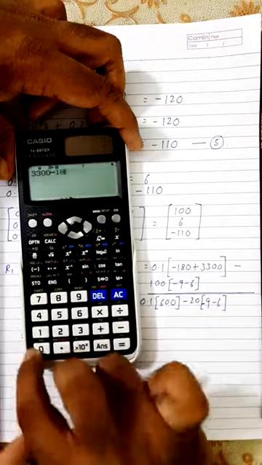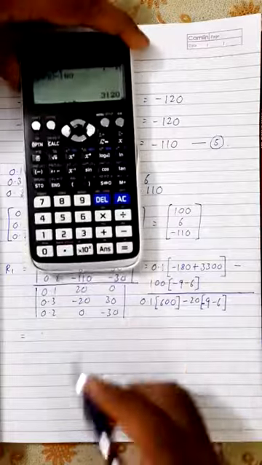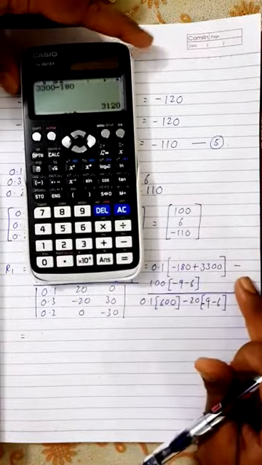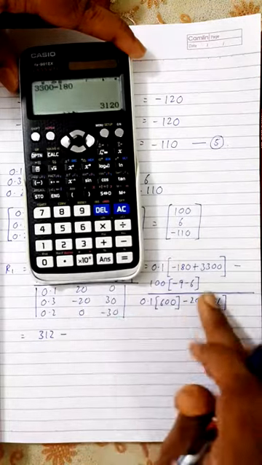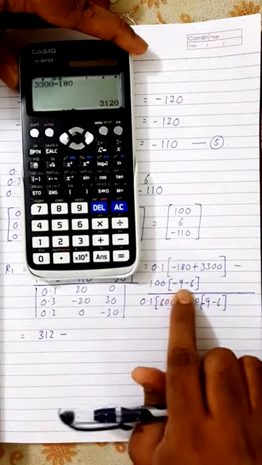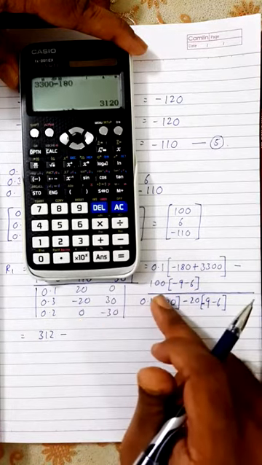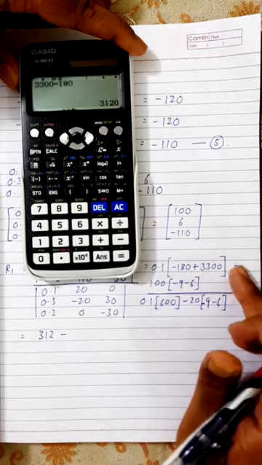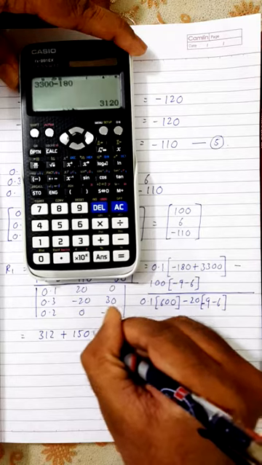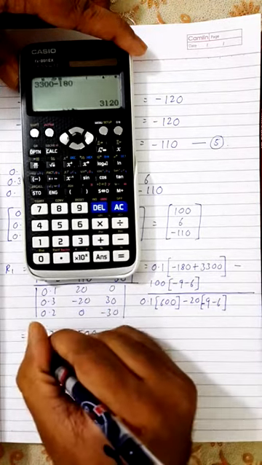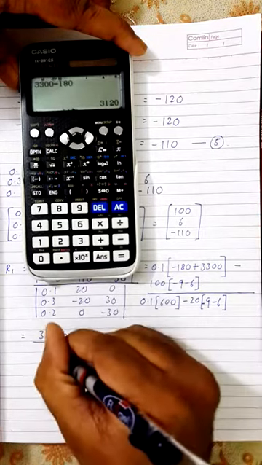3300 minus 180 is equal to 3120, which means it is 312. 0.1 into 3120 is 312, right? Minus, and over here it is minus 15, so minus of minus is plus. So this means this is plus 1500, plus 1500 divided by, and at the denominator we have 60.